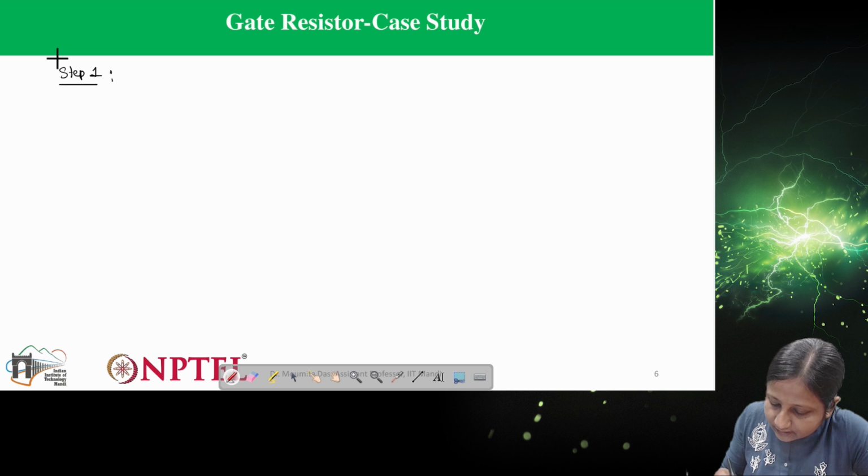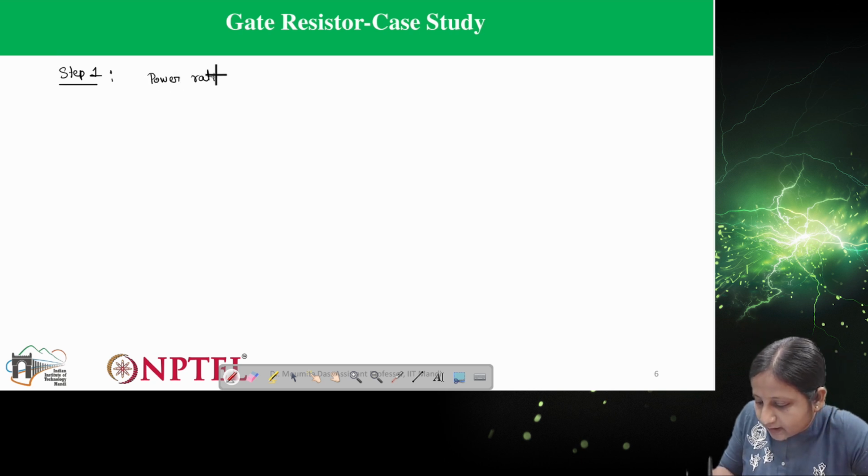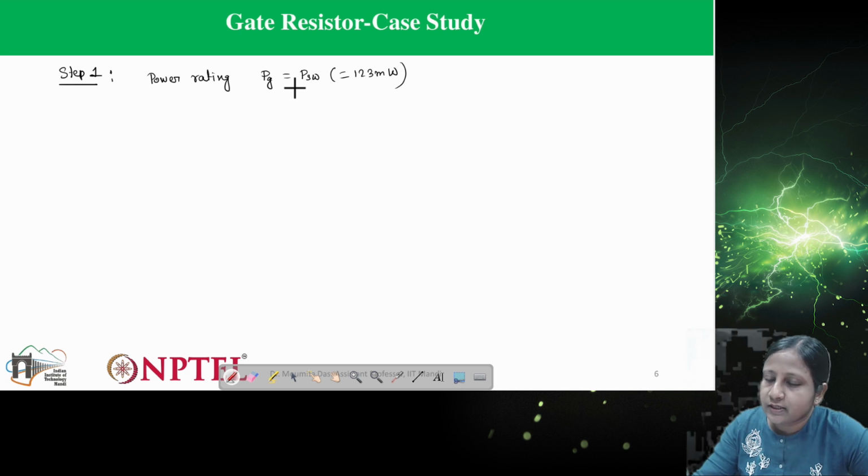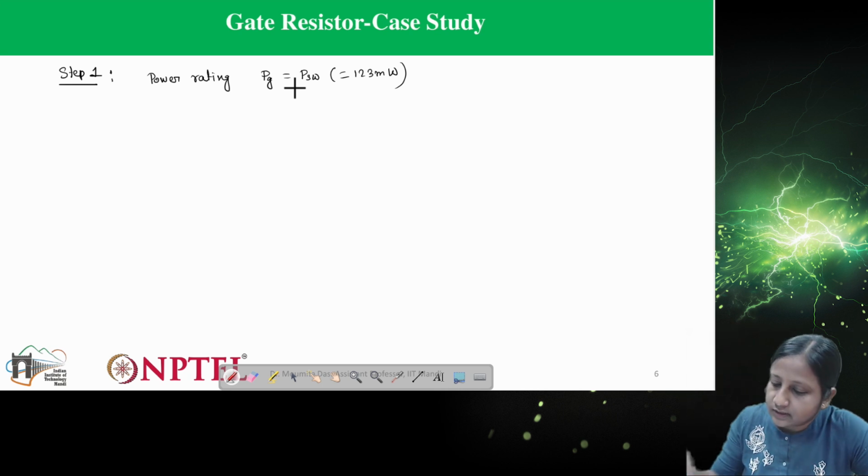Basically the power rating of the resistor. Whenever we are connecting any gate resistor externally, we have to consider the power rating. The power rating of this gate resistor should come from the power loss which is going to happen, that we have calculated equals 123 milliwatt. So we have to see whether the resistance we are selecting has this much power handling capability or not. This is the thing we need to consider for the gate resistor.